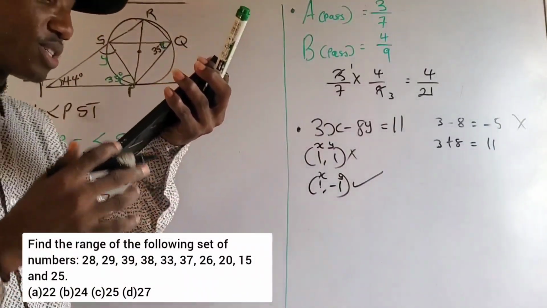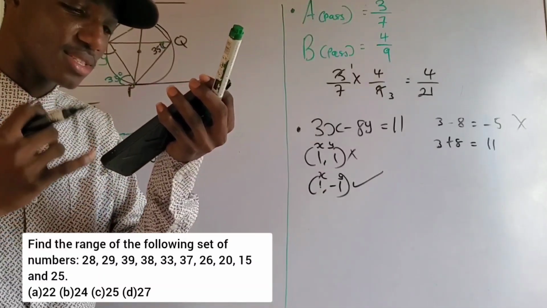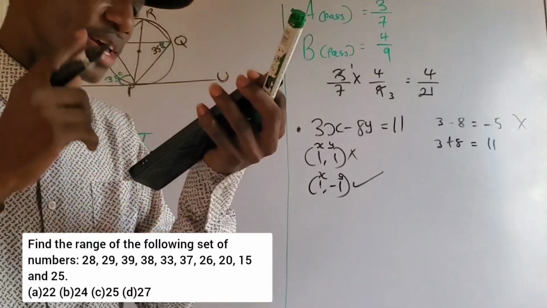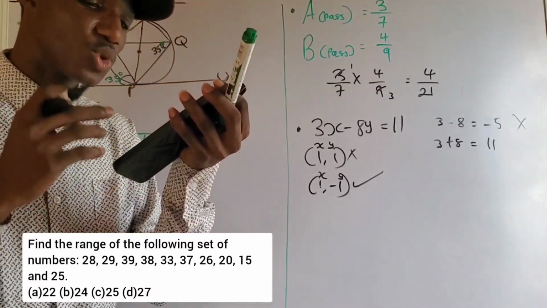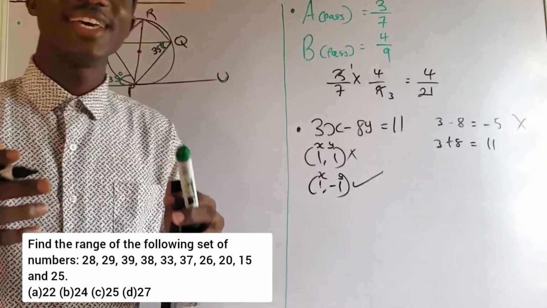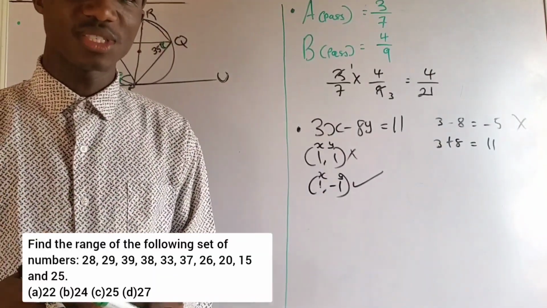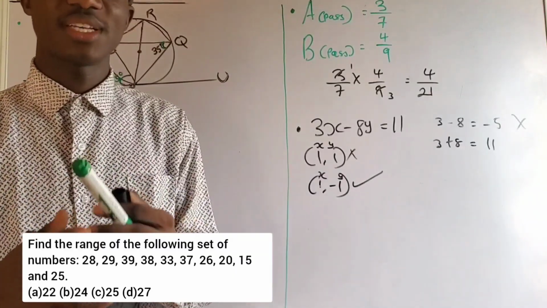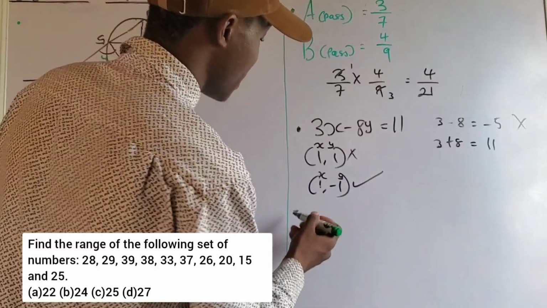Find the range of the following set of numbers: 28, 29, 39, 38, 33, 37, 26, 20, 15, and 25. A, 22. B, 24. C, 25. D, 27. Well, you know that range is the maximum value minus the minimum value among our data set. The maximum value in our data set minus the minimum value will give us the range of that data.